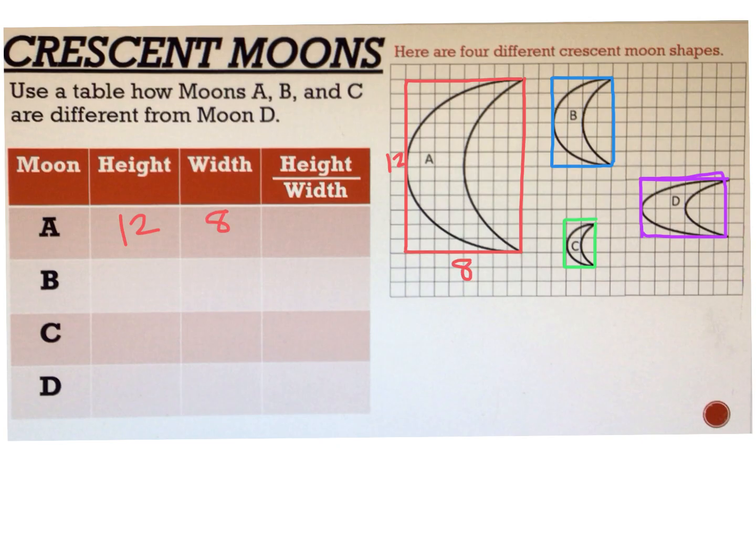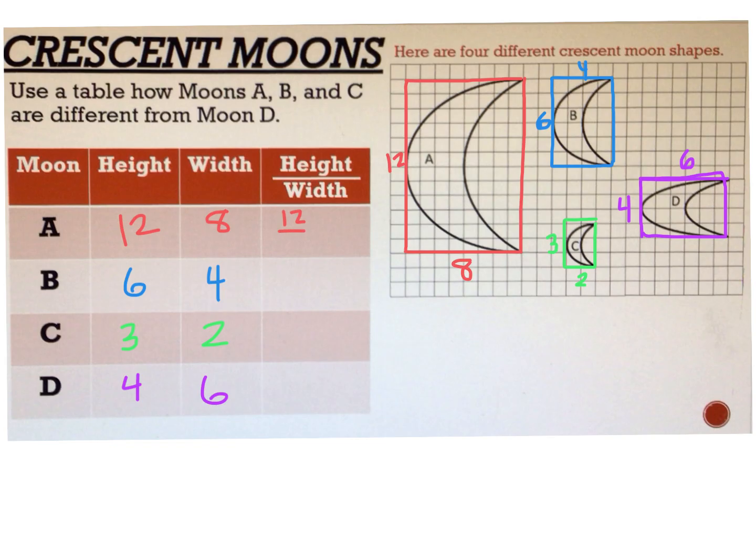And then we can go to the moon B, and then we would count 6 for the height and 4 for the width. And then we're on moon C, and that would be 3 for the height and 2 for the width. And finally, for moon D, we would have 4 for the height and 6 for the width. So now, when we're trying to compare them, we would just find the ratio between each of them. So, like it says, height divided by width.